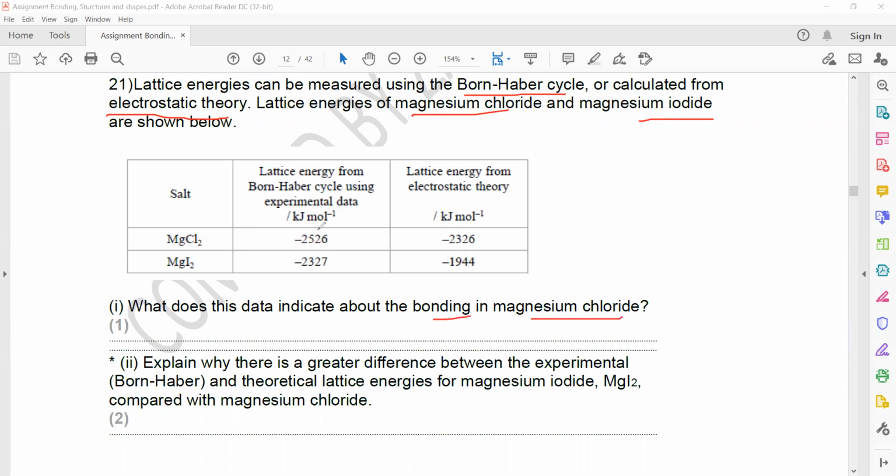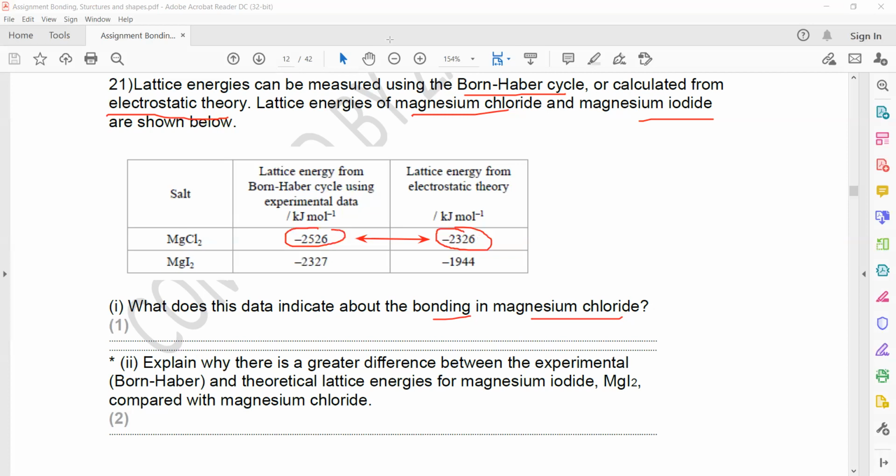So for the bonding in magnesium chloride, it is minus 2500. The negative sign shows that it is exothermic. So it is minus 2526 and then minus 2200 and minus 2326. So there's a difference between the experimental and the electrostatic values. What it shows is that ions are not perfect spheres. If ions were perfect spheres, then the theoretical lattice energy should match the experimental lattice energy.